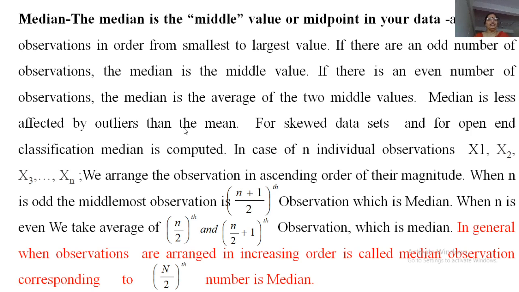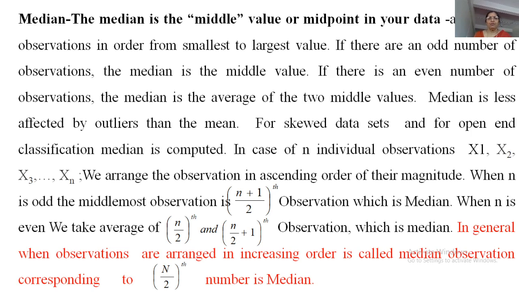Now the first type of positional average is median. My median is the middlemost value. It is the midpoint of the data set when we arrange the observations in increasing or decreasing order of their magnitude. So this is my simple definition of median. Median is that value of the variable which divides the distribution into two equal parts.